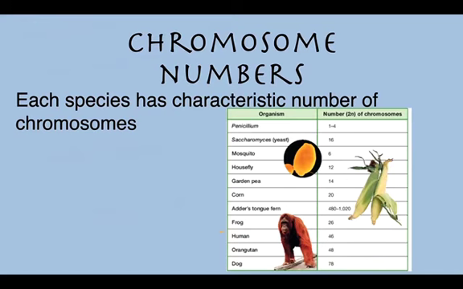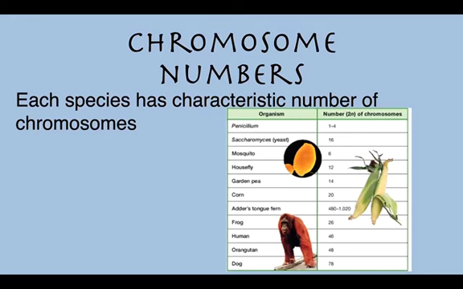You have Saccharomyces, which is a yeast, has 16 chromosomes. A mosquito, you would think that a mosquito, being an insect, which is quite high up there on the evolutionary scale of complexity, would have a lot more chromosomes than a yeast cell, but it doesn't. Then you've got a housefly, garden pea, corn. Check out the adder's tongue fern. This is a fern. Ferns are prehistoric plants. They've been around since when the dinosaurs were roaming around, and they can have between 480 and 1,000 chromosomes.